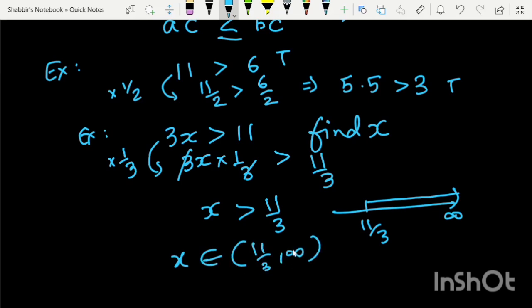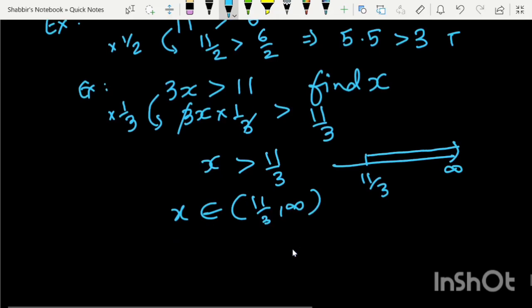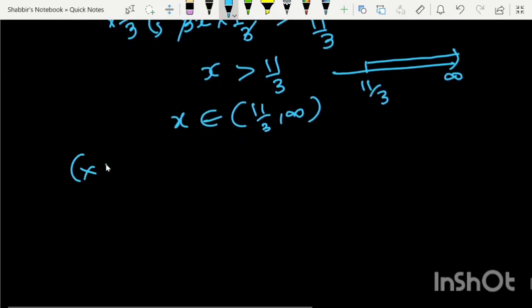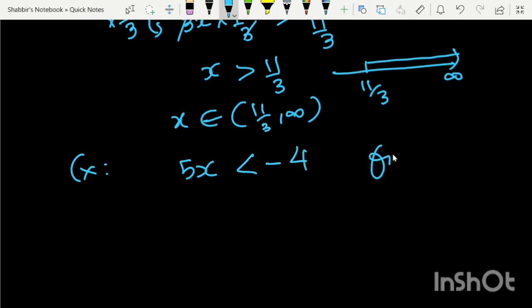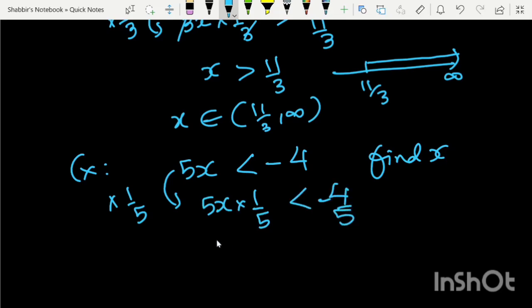Okay, guys. So let's take another example now. 5x less than minus 4. Find x. So what is the answer to this, guys? Okay. So what will we multiply? The hint is as usual, multiplying both sides by 1 by 5, because we have to remove the coefficient 5. So 5x gets multiplied by 1 by 5, minus 4 by 5. This cancels out. We are left with x only. x less than minus 4 by 5.